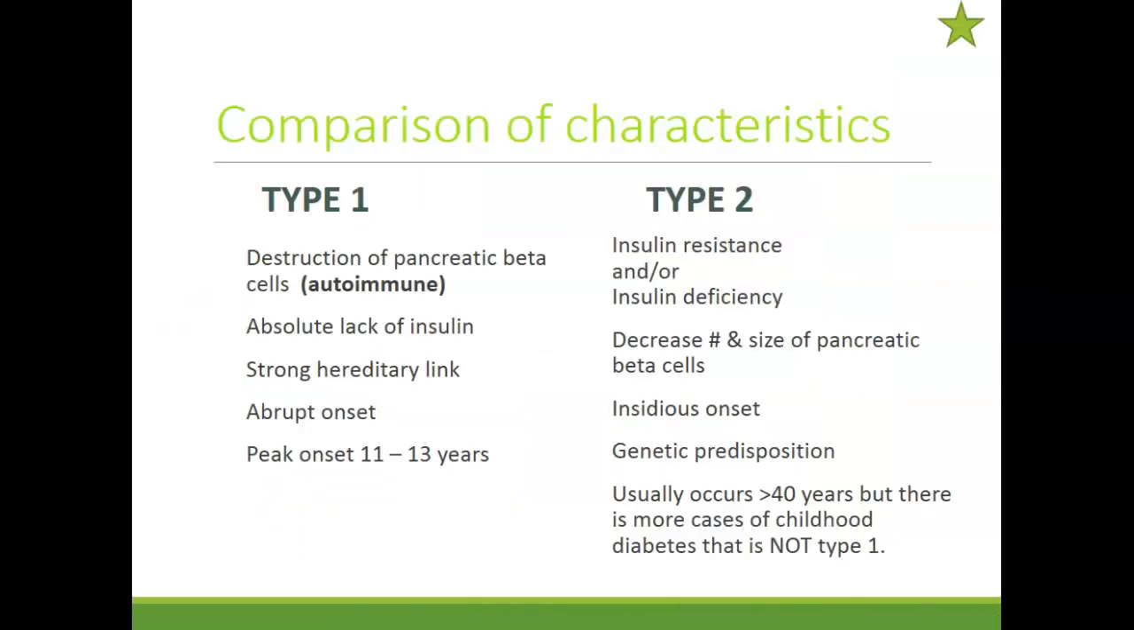Comparison, type 1 to type 2, make sure you kind of have a sense between these two. And unfortunately, like I talked in class, this says that the occurrence usually is of those 40 years or greater, but unfortunately there are more and more cases of children with type 2 diabetes.